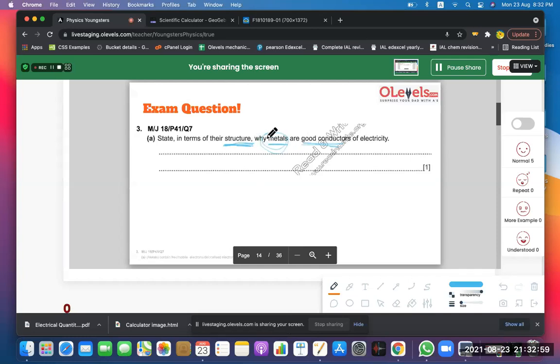Here the question is asking why metals are good conductors. Why metals are good conductors? You just have to write why. Okay. Fiza, why metals are good conductors? I'm just asking. Because they have free electrons. Very good, very good.